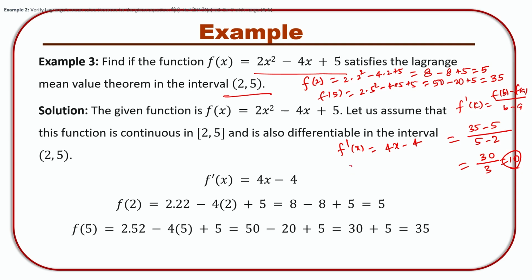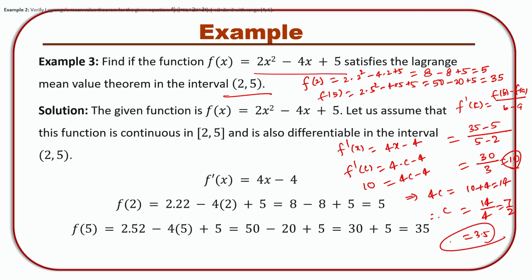So look at this one, f dash of c is equal to 4 into c minus 4, and it is given as equal to 10. So 10 equal to 4c minus 4. So this will give you 4c equal to 10 plus 4 equal to 14. So therefore c is equal to 14 by 4, which is equal to 7 by 2. This is equal to 3.5.